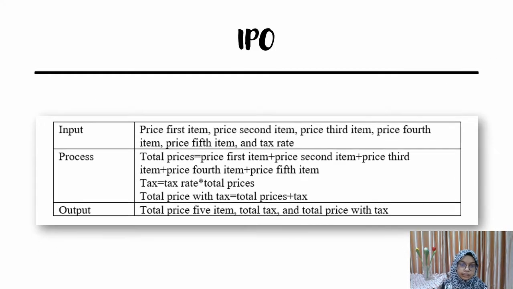IPO input is price first item, second item, third item, fourth item, fifth item and tax rate. Process is total prices formula, tax formula and total price with tax formula. And then output is total price 5 item, total tax and total price with tax.